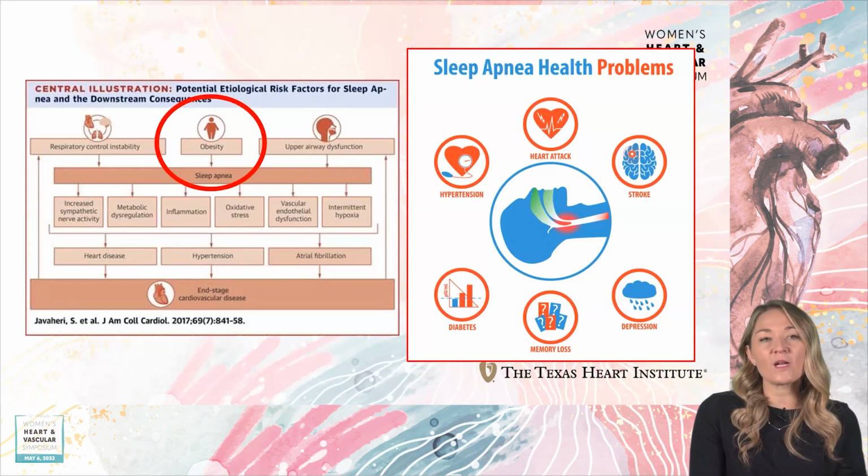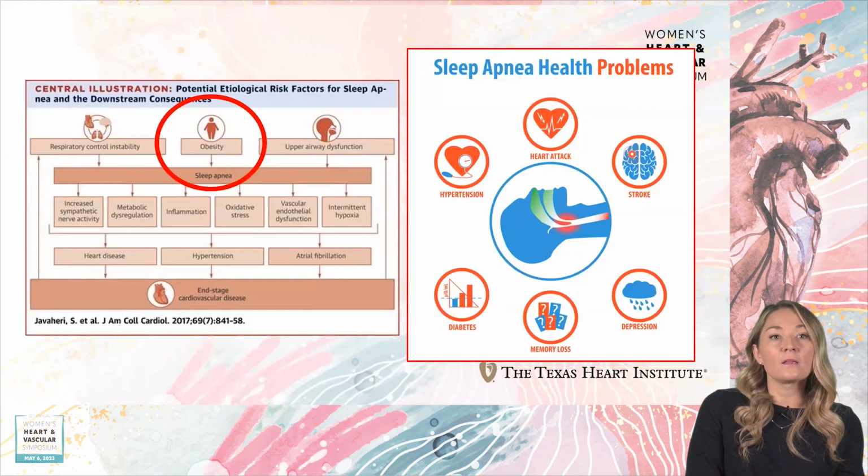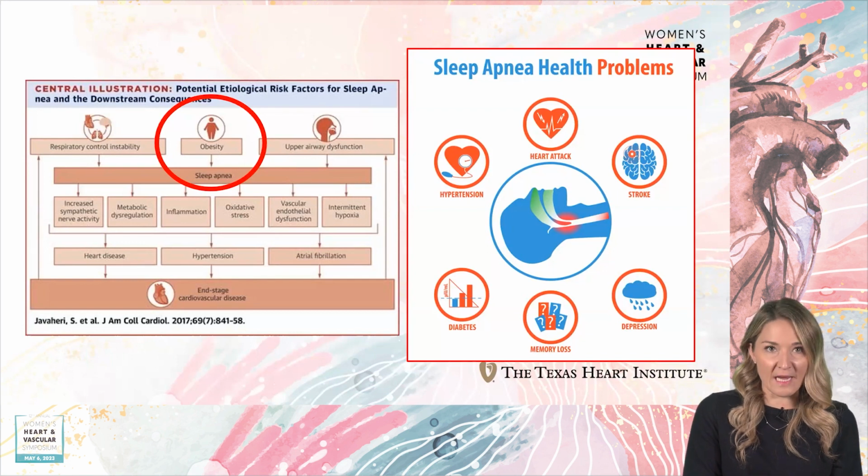I've been putting a lot of illustrations from Jack, and I like this one a lot. So what are the possible risk factors for sleep apnea and the downstream consequences? Obesity is a huge one. Upper airway is another one, but obesity is a modifiable one. And long-term sleep apnea, if untreated, increases risk for heart attack, heart failure, stroke, memory loss.